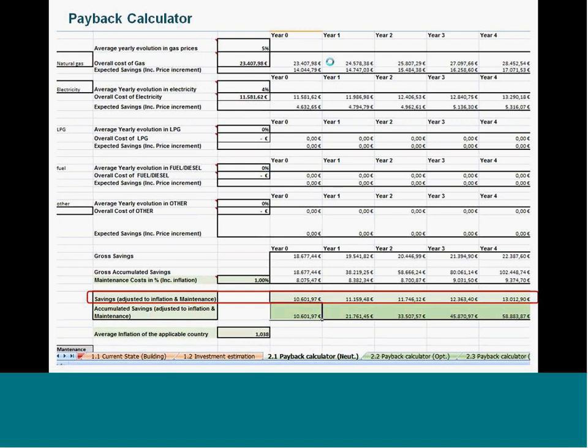Overall, the line that I have marked with the red color shows the overall savings, after accounting for inflation and maintenance, per year. Beneath this line are the accumulated savings per year.